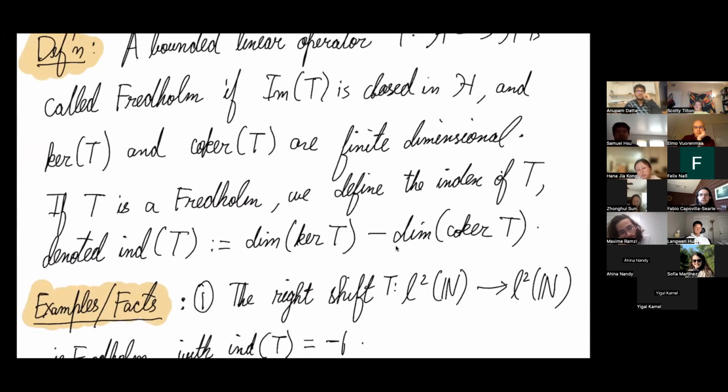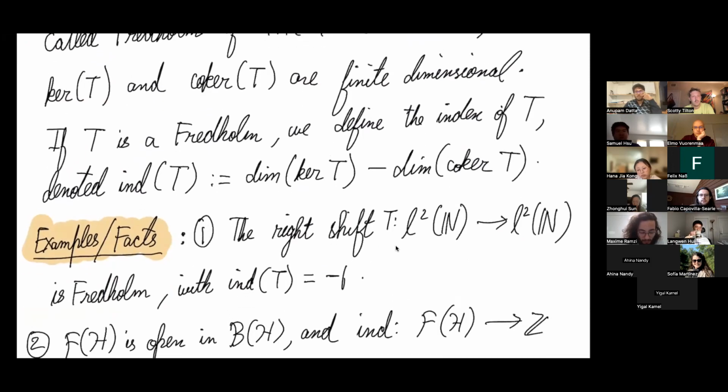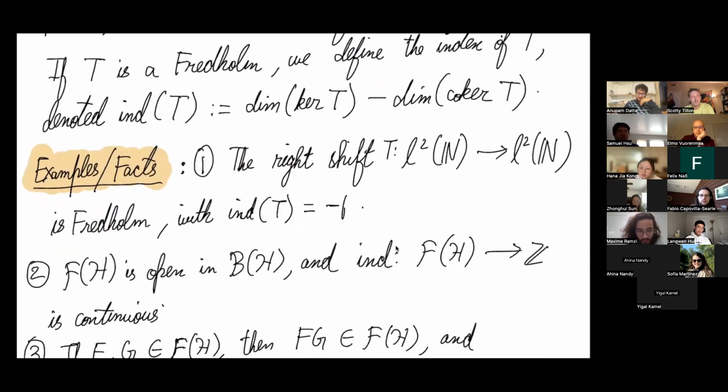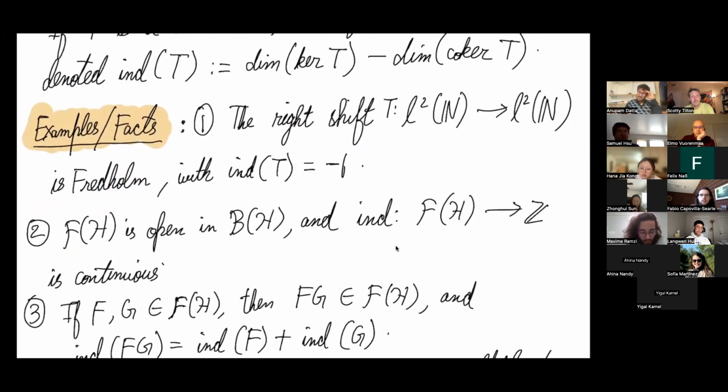are finite dimensional. And in this scenario, we will define the index of our operator to be the difference between the dimension of its kernel and the dimension of its co-kernel. And note that this makes sense because we are assuming both the kernel and co-kernel to be finite dimensional. So the index of a Fredholm operator is going to be an integer. And again, we have some basic facts about them.